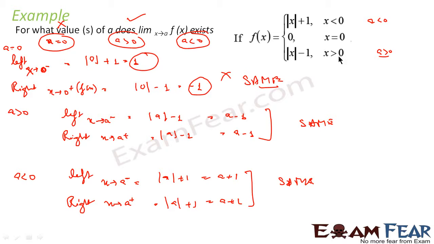What we have done: we have seen that this equation breaks at x equal to 0. So we have got three conditions: a equal to 0, less than 0, and greater than 0. Then we found that if you take a equal to 0, left limit and right limit are not the same. But when you assume a is greater than 0, left limit and right limit are the same. When you assume a is less than 0, there also left limit and right limit are the same. Thus, for this equation, the limit exists for all values of a except a equal to 0.